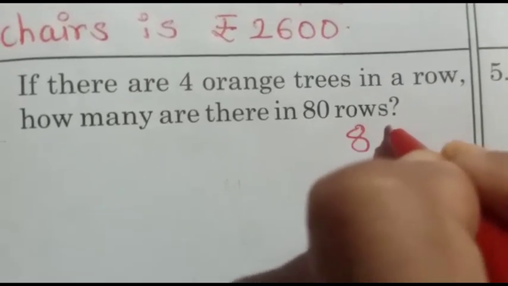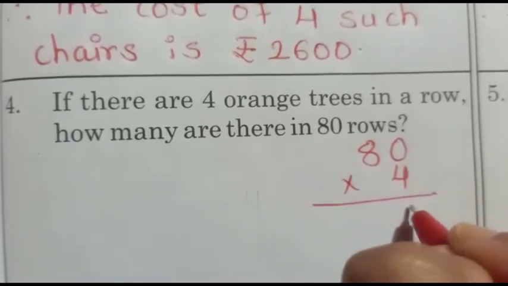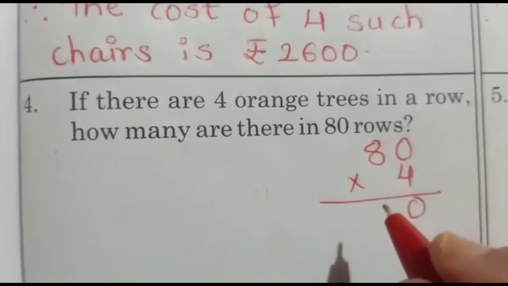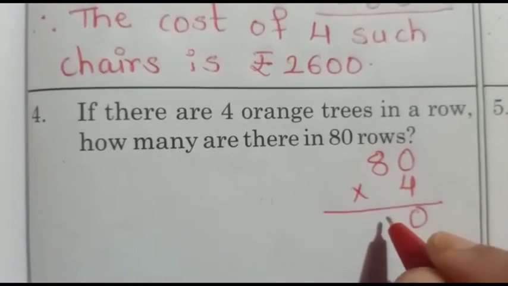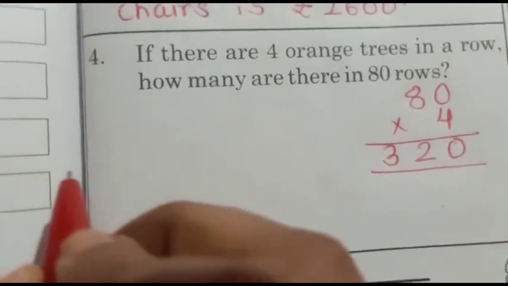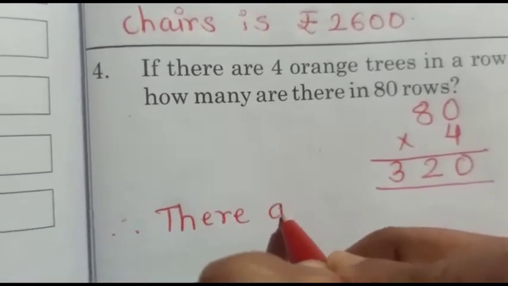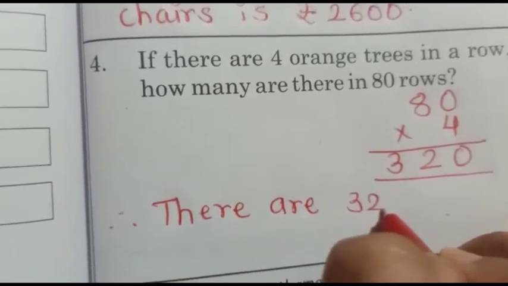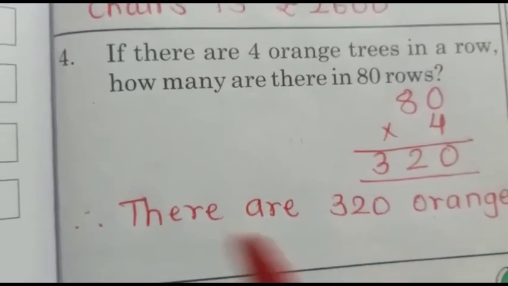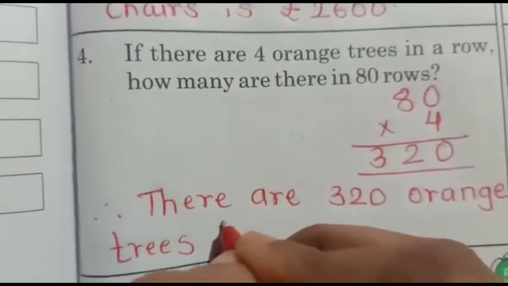So that is 80 multiplied by 4. Okay, 4 zeros are 0. 4 8s are 32. So answer is 320. So therefore there are 320 orange trees in 80 rows.